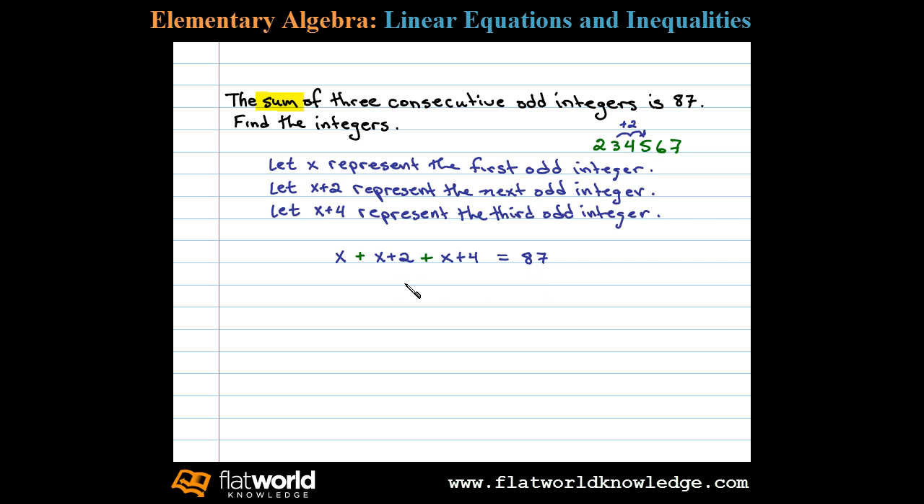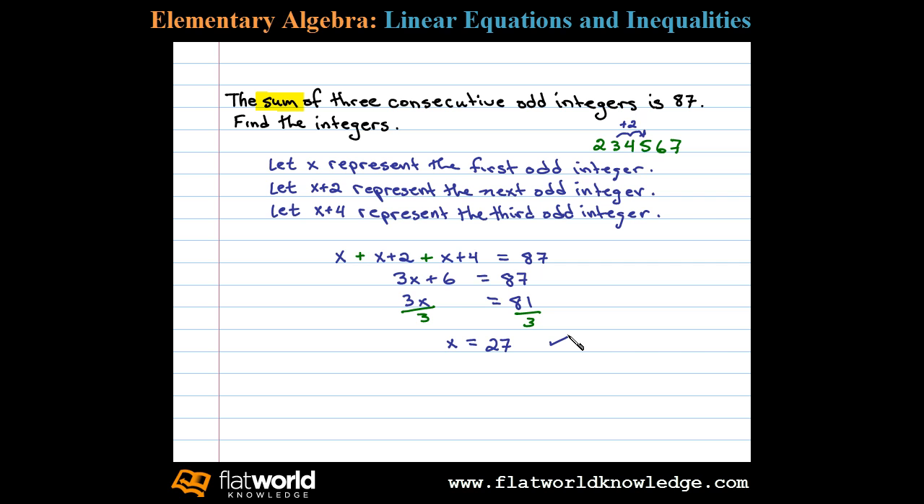Once we set that up, we can then use algebra to solve it. Here we have same side like terms. 3x plus 6 equals 87. Subtracting 6 on both sides, we'll have 3x equals 81. And then dividing both sides by 3, we'll have a result for the first odd integer. 81 divided by 3 is 27.